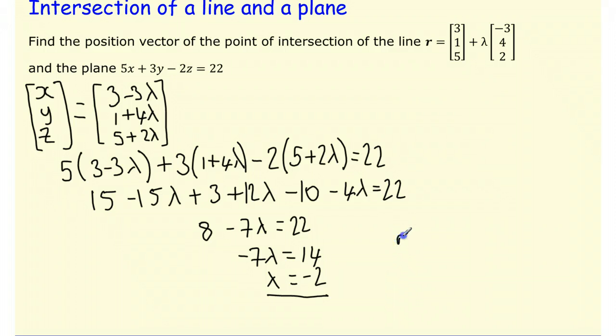So I can say that my position vector where the intersection takes place is going to be, and I'll stick it into here, so that's going to be 3 plus 6, which is 9, 1 take away 8, which is -7, and 5 take away 4, which is 1.